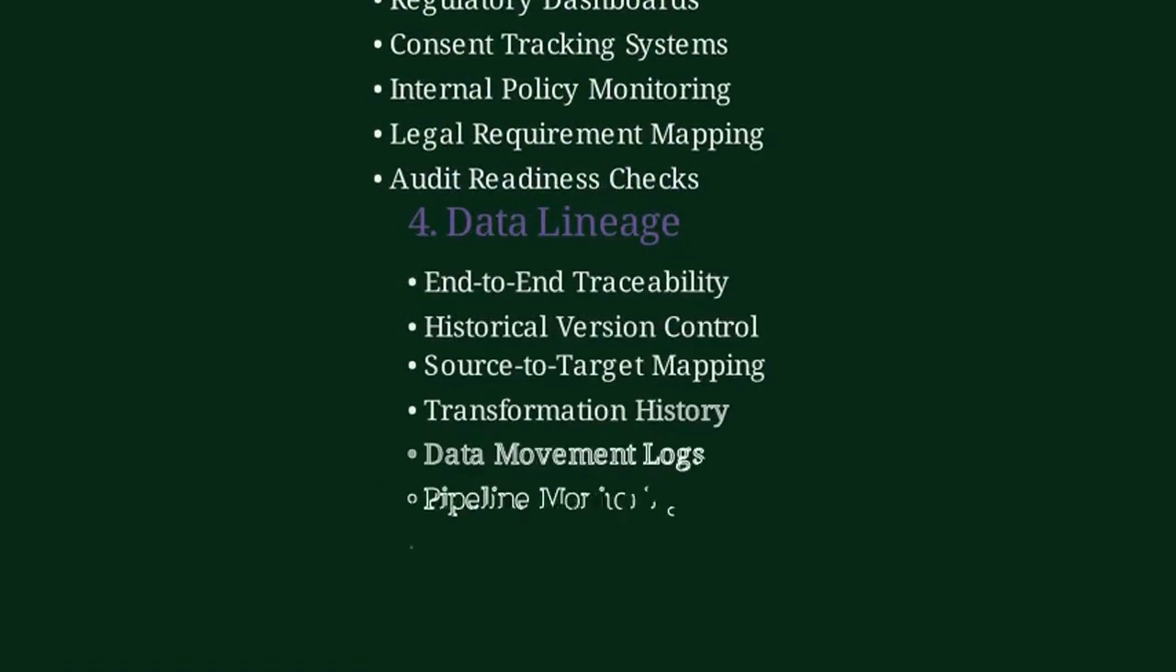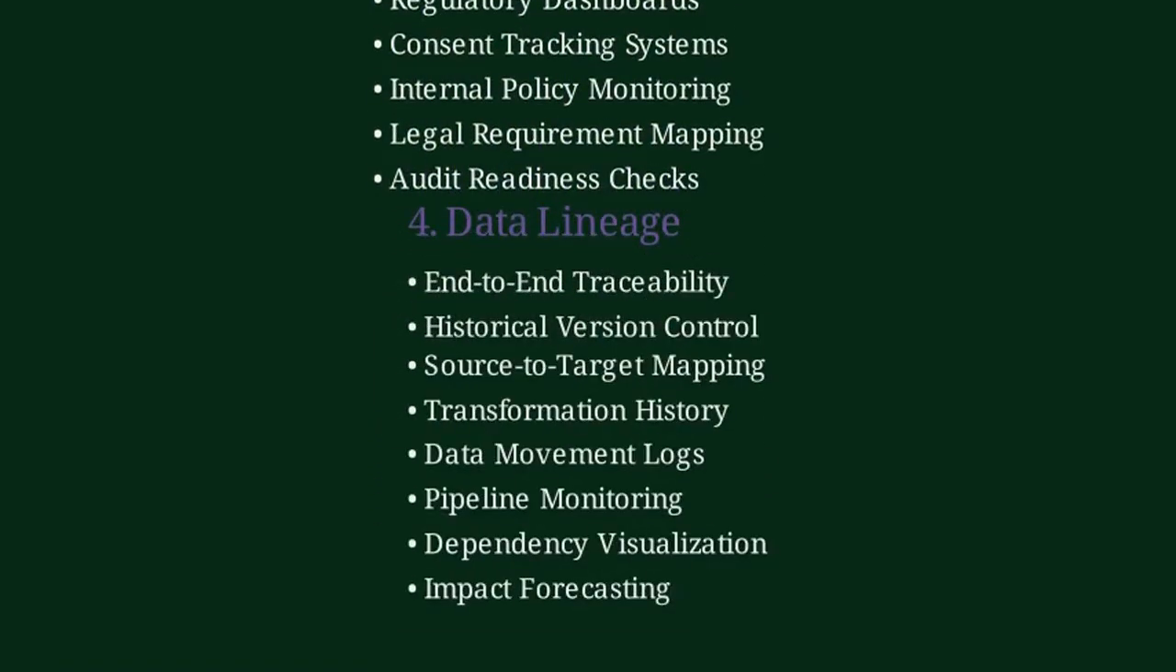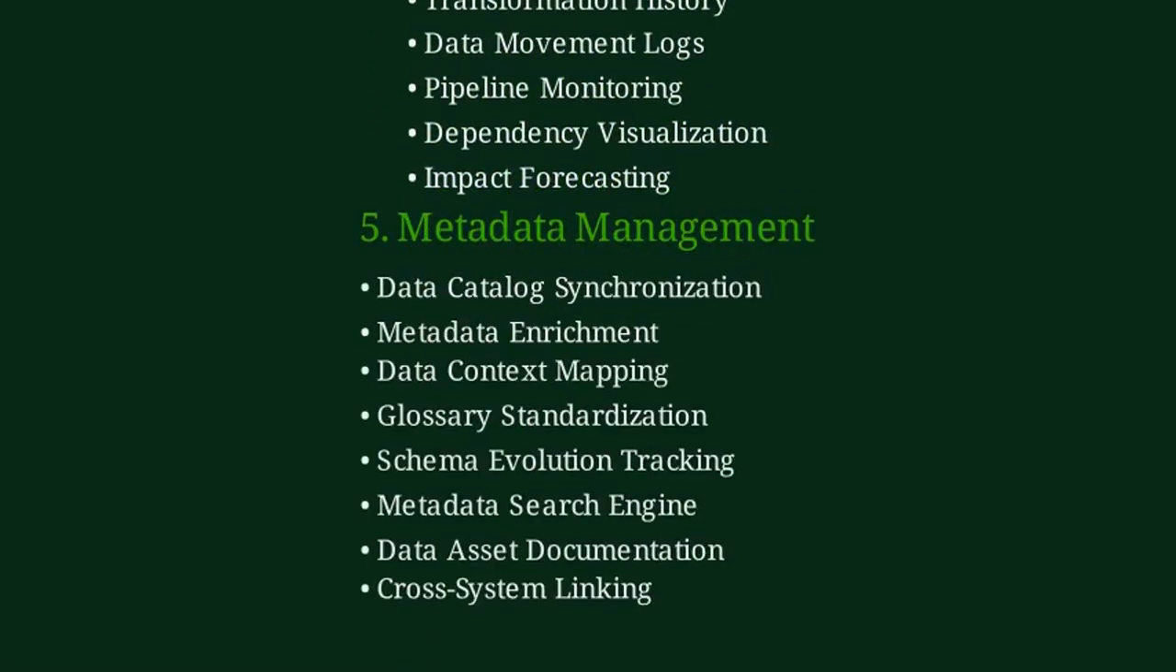Pillar 4 is Data Lineage. This pillar tracks the full history of data from the source to the final output, so we can trust where it came from. Pillar 5 is Metadata Management.